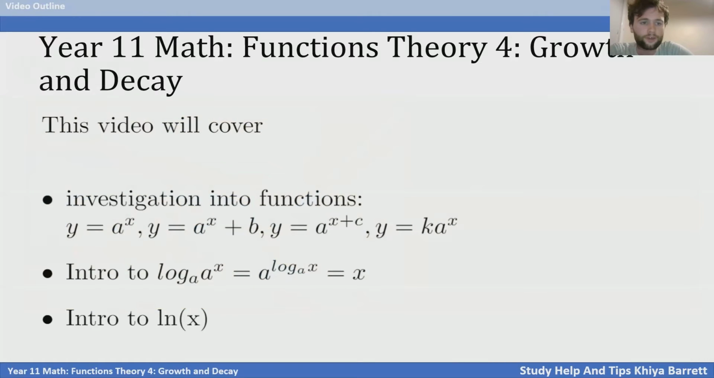So we're going to investigate functions like y equals a^x, y equals a^x plus b, y equals a^x plus c, and y equals k a^x. So what we're looking at really here is exponential functions. These are functions that are going to grow exponentially. We can also look into logarithms and the natural log.